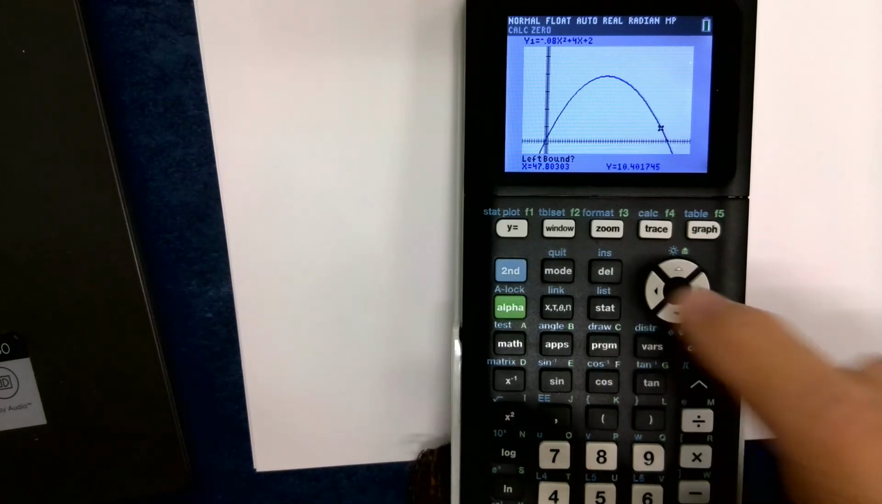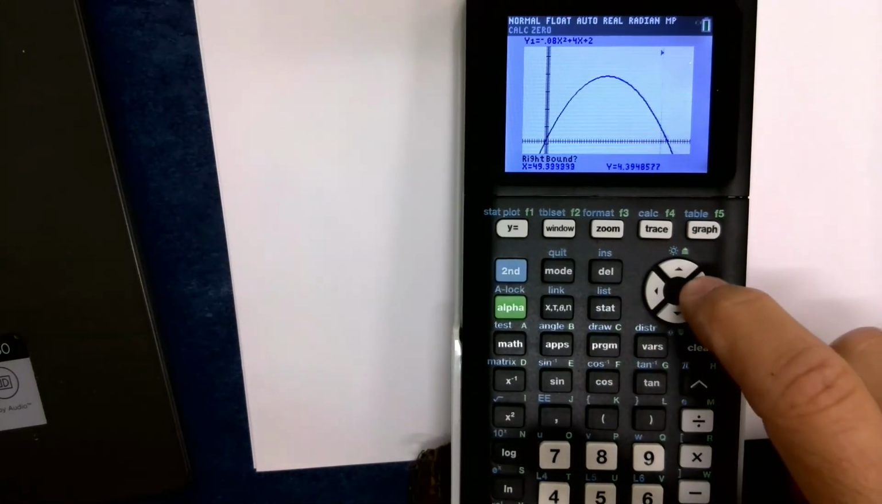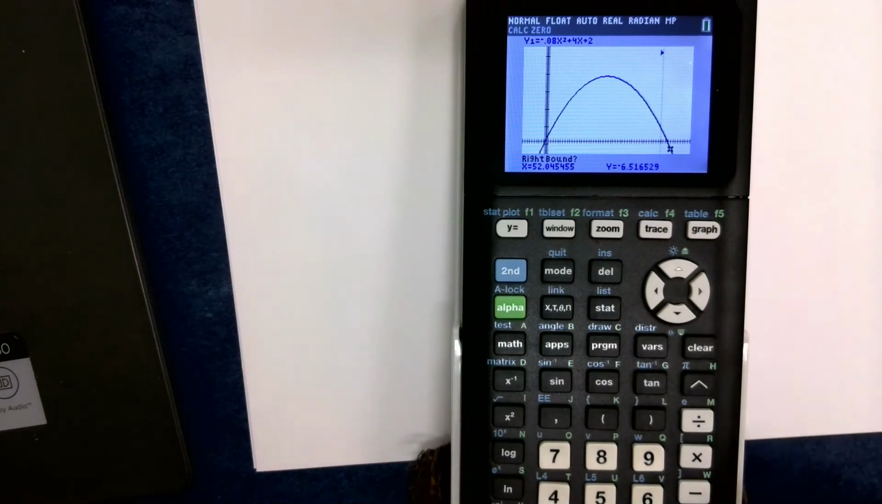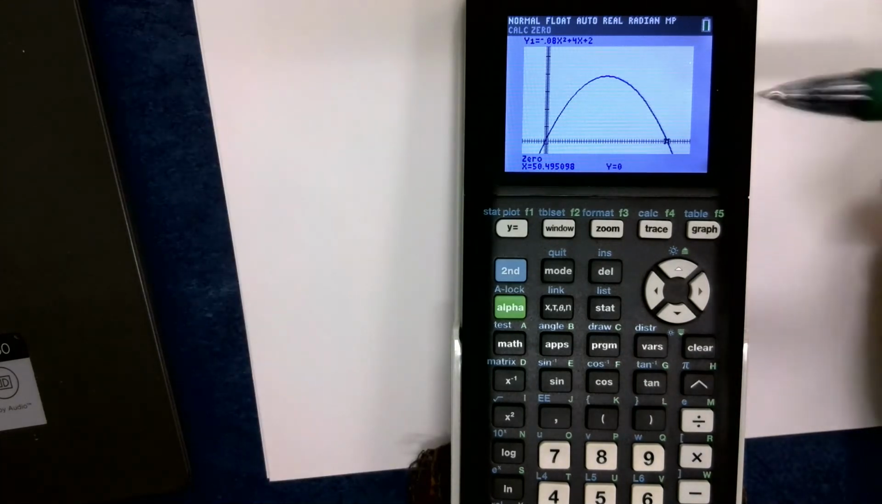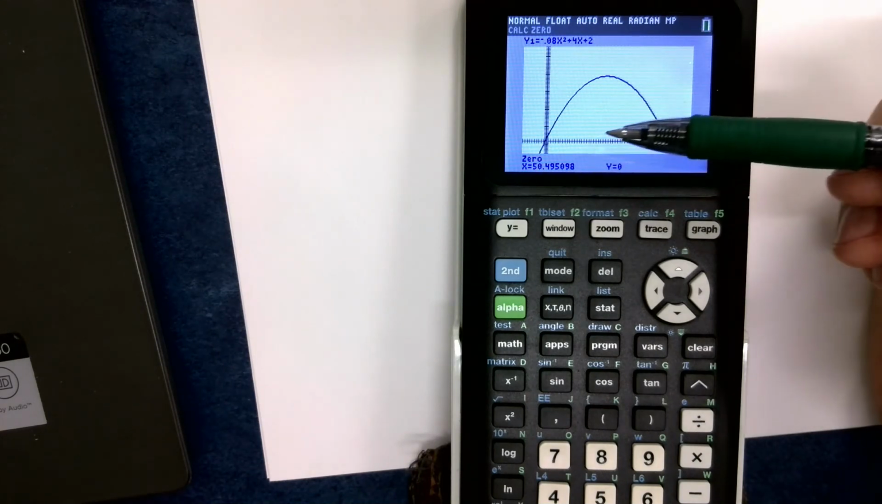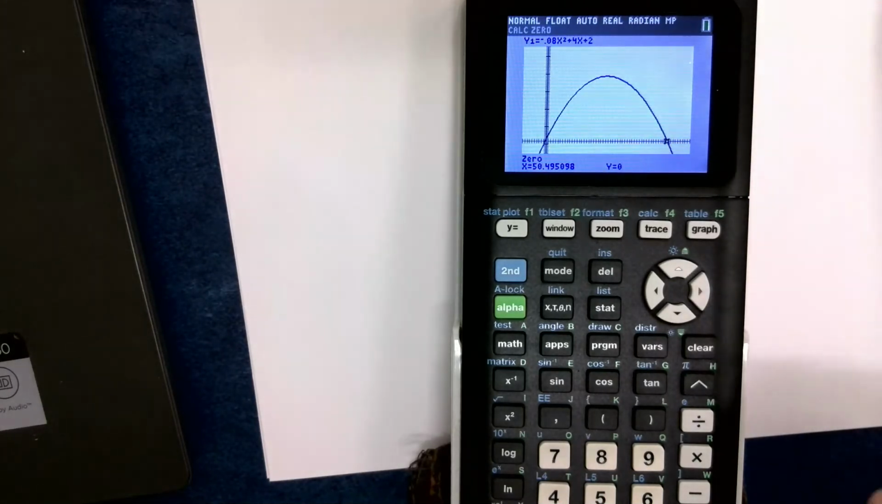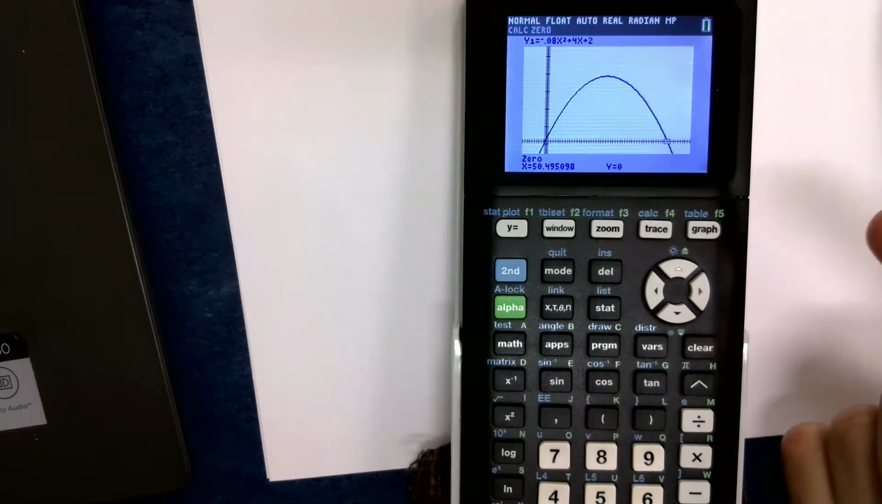So I simply move my cursor someplace to the left of it, and I hit enter, and then I move my cursor someplace to the right of where it hits the ground. I hit enter, and it says guess. Nope, I don't want to guess. And now you can see that it went out 50.49, and maybe that's feet, maybe that's yards, whatever it is for our units. Okay? So that was one way to get that x-intercept.